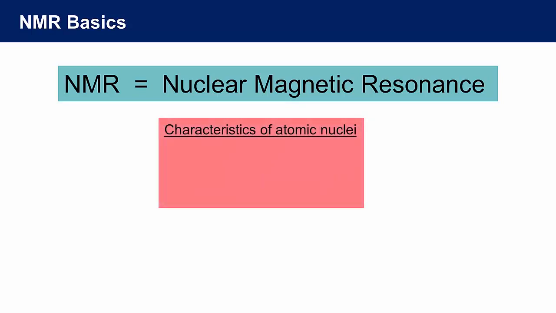As you know, atomic nuclei have a number of different characteristics. Each different type has its own characteristic mass. Atoms of the same element all have the same nuclear charge. And different types of nuclei may also have their own characteristic magnetic moment.